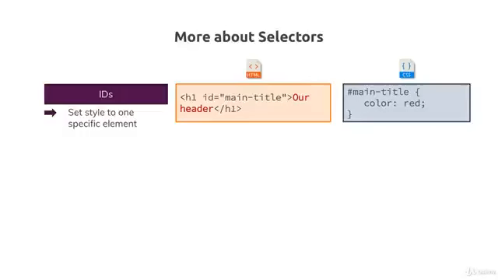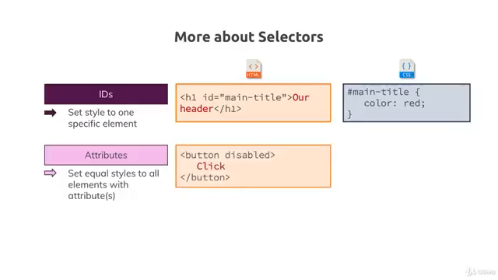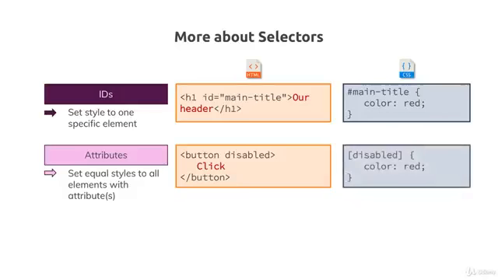Now, the last type of selector, of main selectors you have, are attribute selectors. There you select HTML elements by the attribute they have, and this again can select multiple elements, unlike the ID selector, which only selected one. Here, you set the equal style to all elements with the same attributes. In HTML, here we would have a button with the disabled attribute, a standard HTML button attribute you can set. And in CSS, you would select all buttons or all elements with the disabled attribute by enclosing the attribute name in square brackets, that's just the syntax CSS uses, and then assigning your declarations.